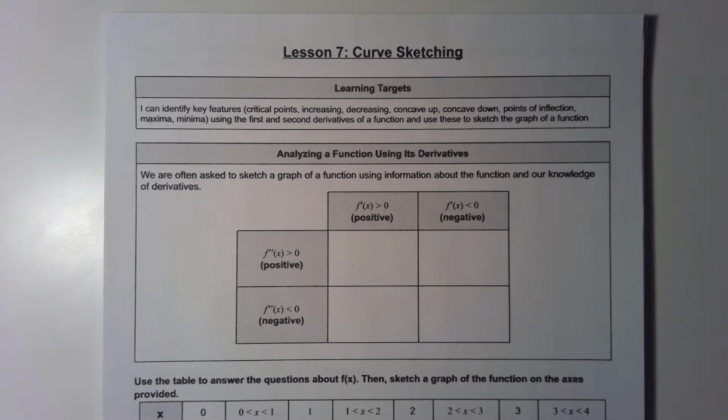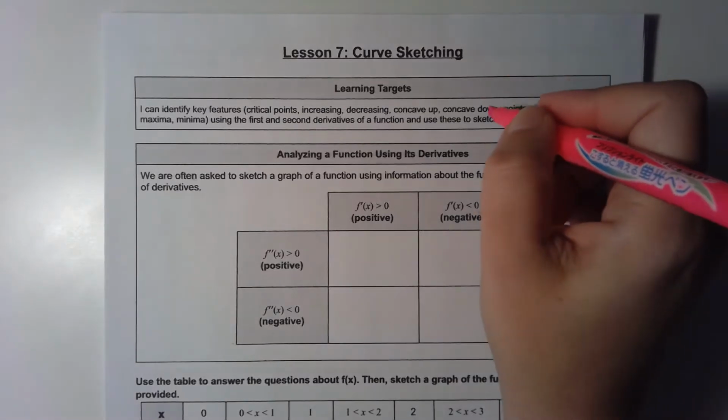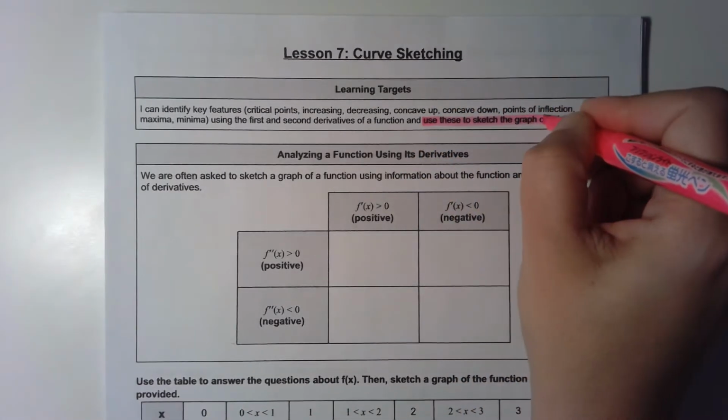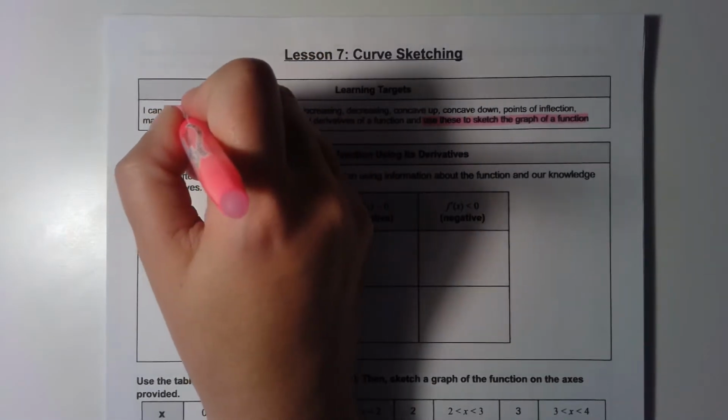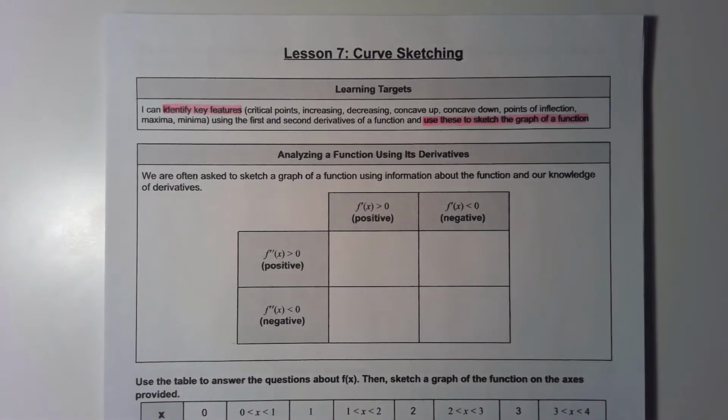I can identify key features, which would be critical points, increasing, decreasing, concave up, concave down, points of inflection, maxima and minima, all the stuff that we've been talking about, using first and second derivatives of a function, and use these key features to sketch the graph of a function. So after we identify the key features, the locations where a graph is increasing, decreasing, etc., we then want to be able to sketch a picture of the graph of a function.